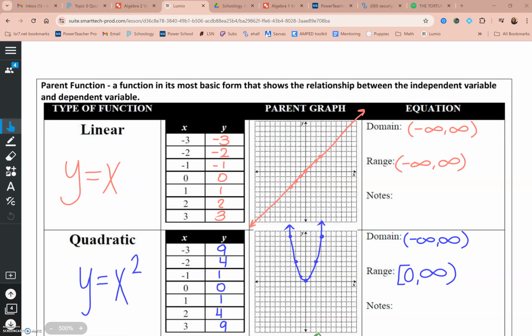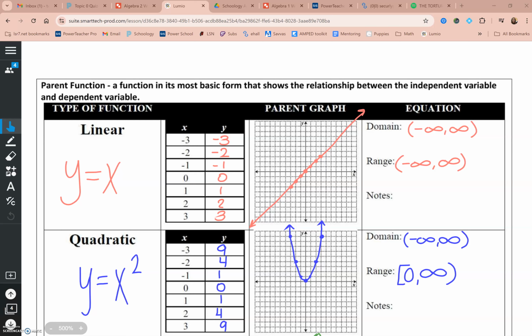This is a quick recap of Section 1A, Lesson 1, Parent Functions. So we have 7 different types of parent functions that we learned about. From the definition, a parent function is a function in its most basic form that shows the relationship between the independent variable and the dependent variable.